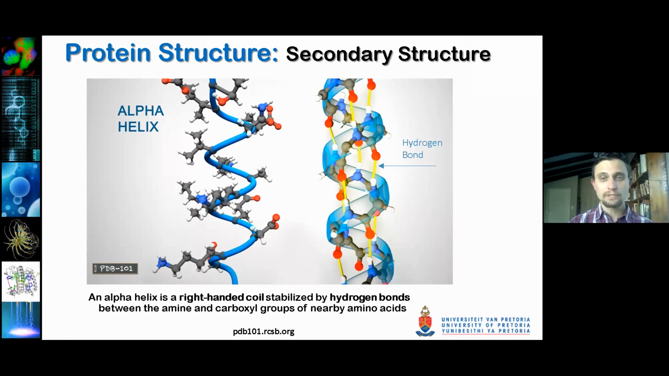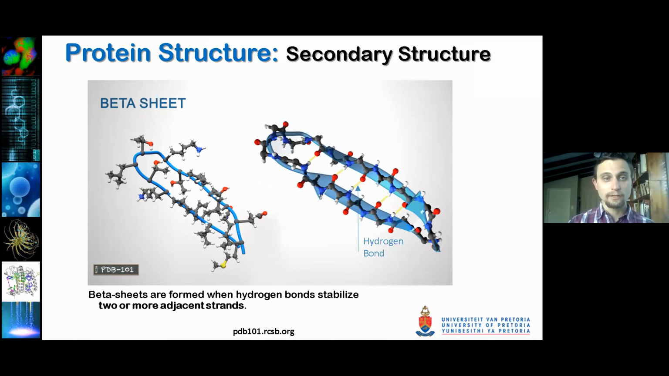A hydrogen bond is obviously a kind of dipole-dipole interaction, so you can already see the interesting physics that is also involved in these structures. And there's a beta sheet, which also contains a number of hydrogen bonds.